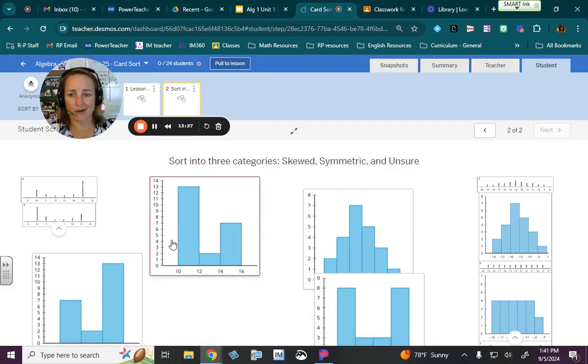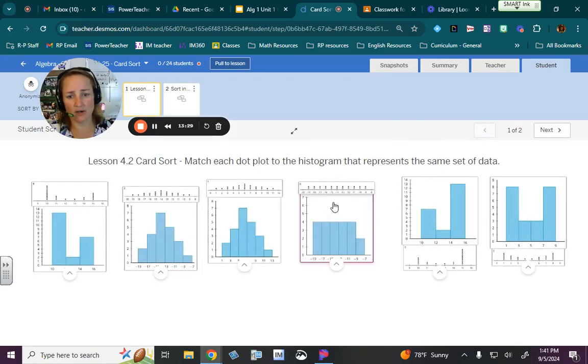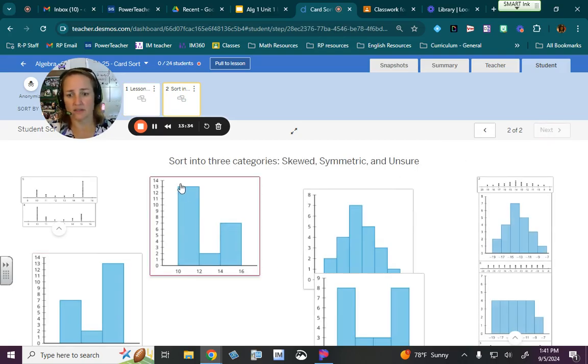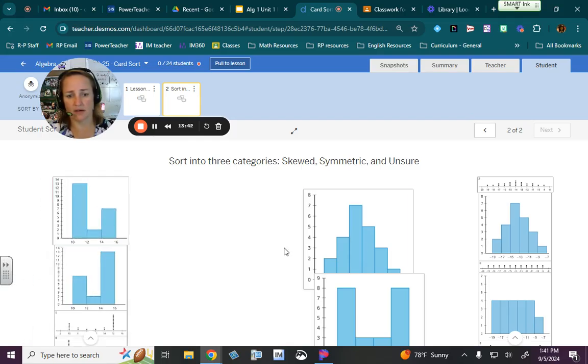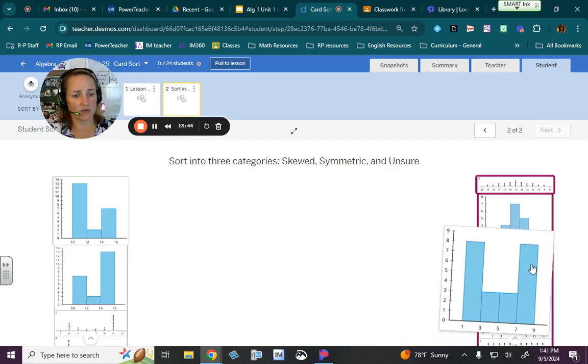And then I'm just thinking about how we already matched them over here with the histograms and the dot plots. This is a skewed histogram. It's a lot of data here. This is going to pull the average to a weird place. Same thing going on there. Symmetrical, symmetrical.